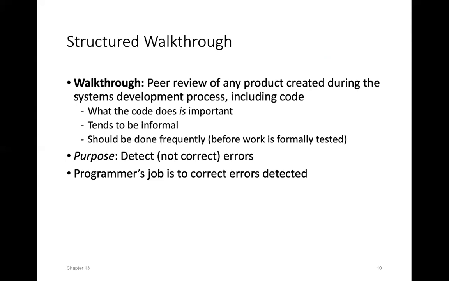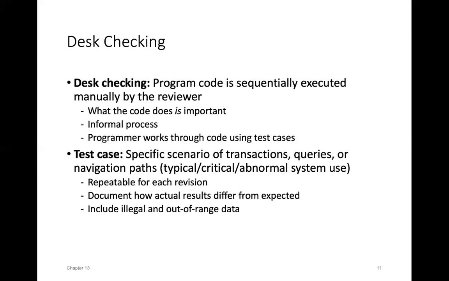The next level of testing is called a desk check. Programming code is sequentially executed manually by the reviewer using test cases. So again, what the code does is important. We're going to execute the code sequentially, so we're going to build up and build up and build up. Again, this is an informal process, and the programmer is going to work through the code using these test cases.